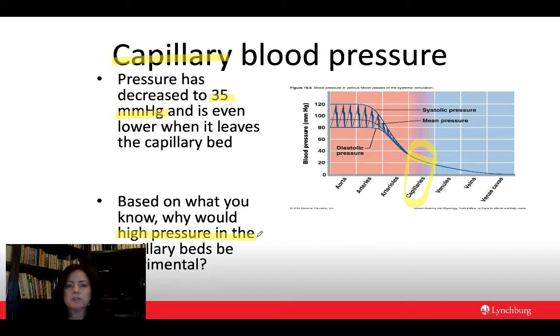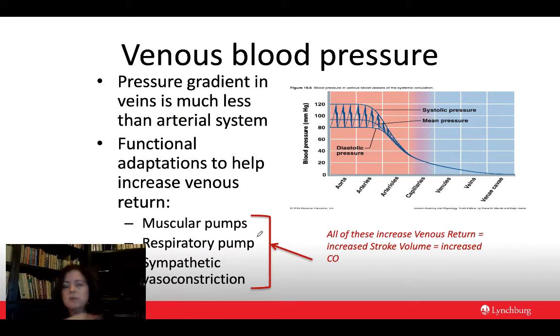I asked the question here, why would high pressure in the capillary beds be detrimental? What's the problem with that? We've talked about this before, and it's basically because those capillaries are one cell layer thick, and high pressure would damage them. We need the pressure to be low so that we're not damaging the tunica intima of our capillaries.